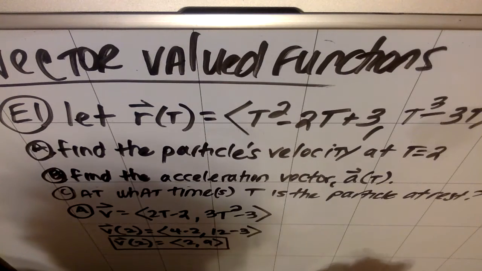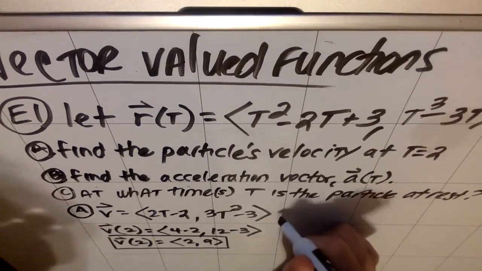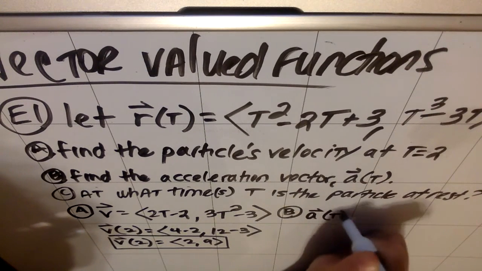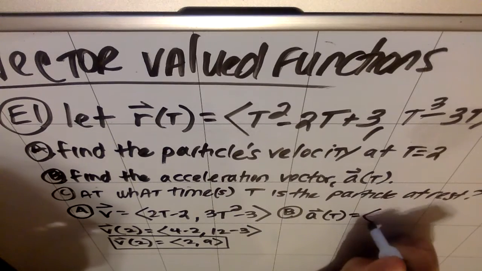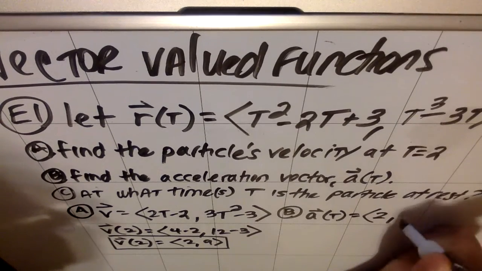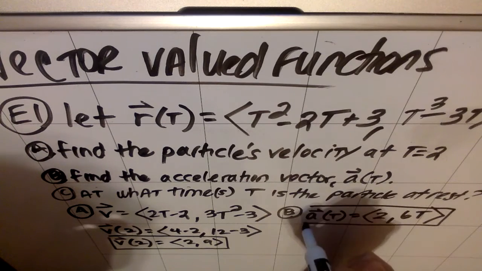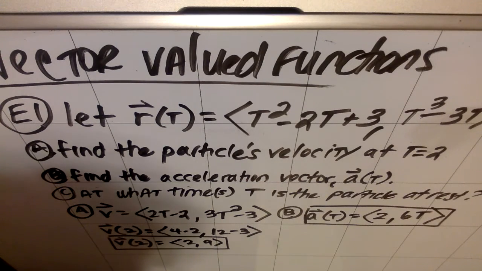For part B, I'm asked to find the acceleration vector, which means I'm going to derive my velocity vector. So my a vector is going to be the derivative of this guy, which is just a 2, and the derivative of this guy, which is 6t. So that's my acceleration vector. Again, I think it's the notation that bogs us down most of the time. These problems actually aren't all that terrible.